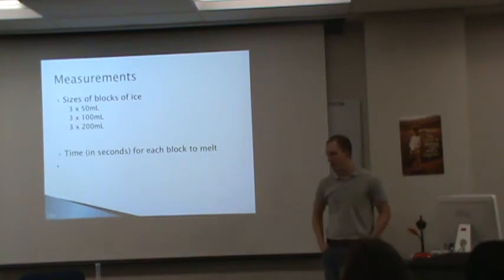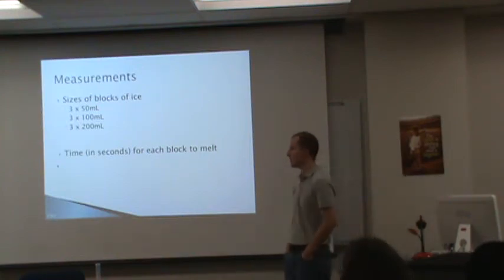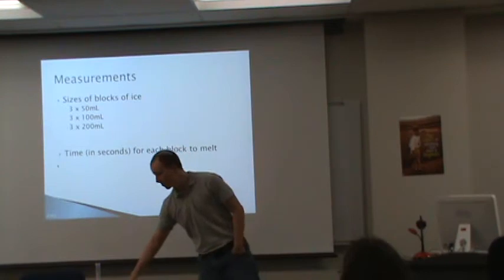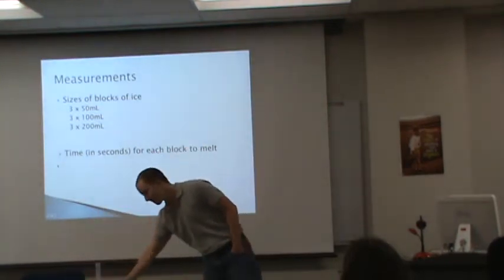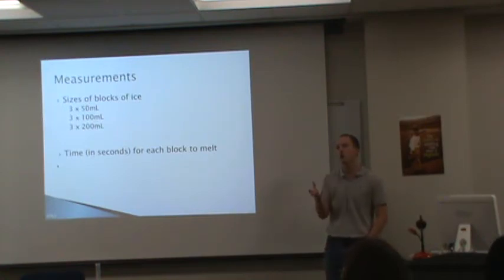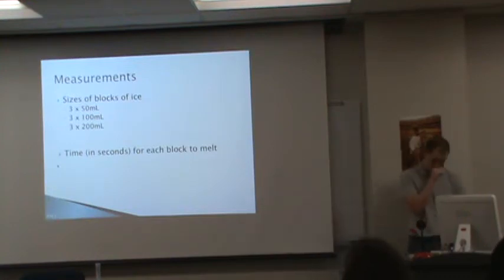And for my measurements, I have my independent and dependent variables. My independent variable, because I control it, was the size of the blocks of ice. I had 3 50 milliliter blocks, 3 100 and 3 200. This is 1 200. And my dependent variable was time, because the time to melt depends on the size of the blocks of ice. Almost choked.